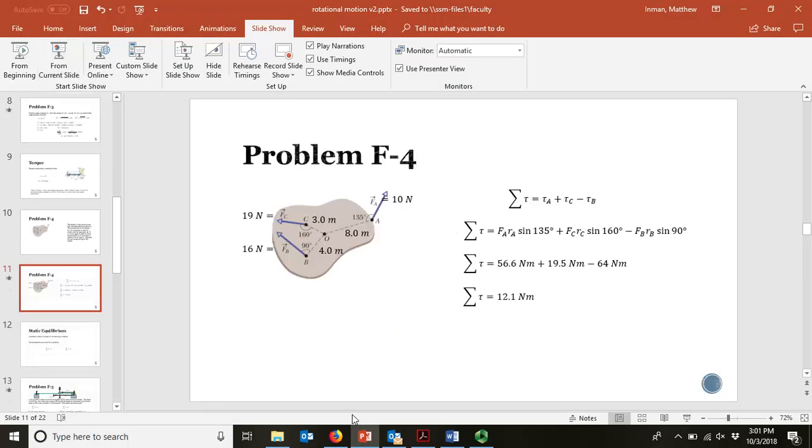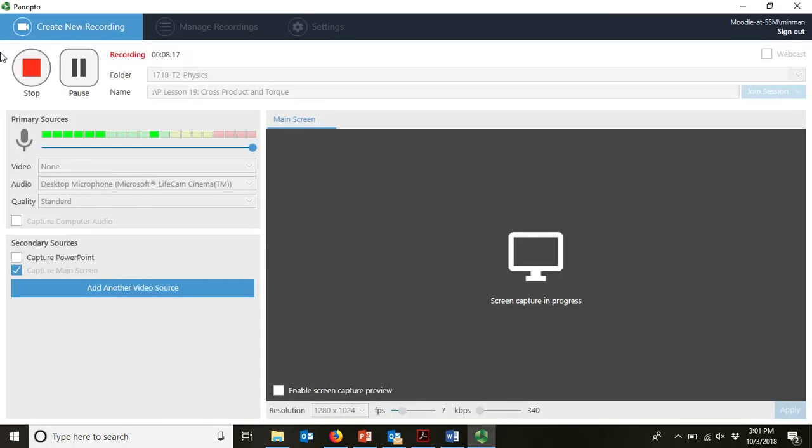So that's a quick overview of the vector product and how we can use it to talk about torque. In the next lesson, we're going to look at static equilibrium and some problems dealing with static equilibrium.